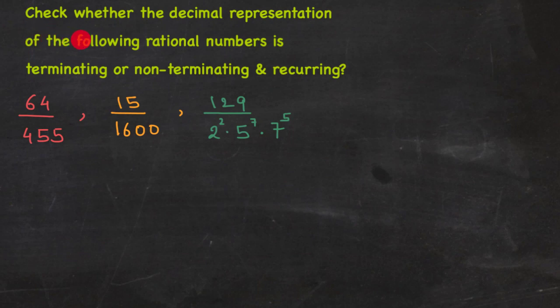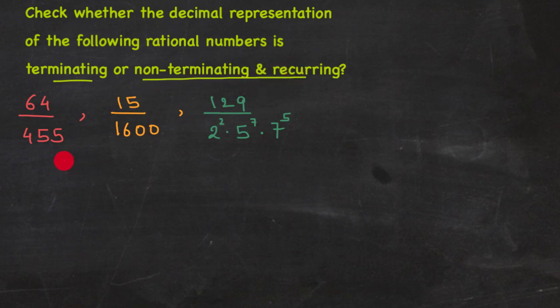Check whether the decimal representation of the following rational numbers is terminating or non-terminating and recurring. So we are given a few rational numbers and we have to find whether the decimal representation of these rational numbers will be terminating or non-terminating and recurring. So we don't have to actually divide them and see. The idea is to see a rational number and directly identify whether its decimal value would be this case or this case. So how can we do that?